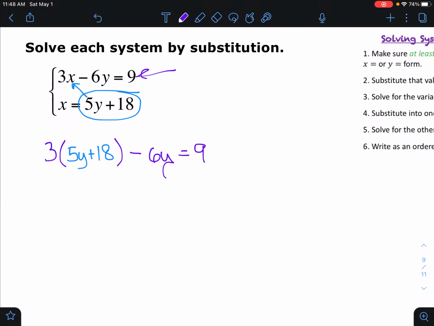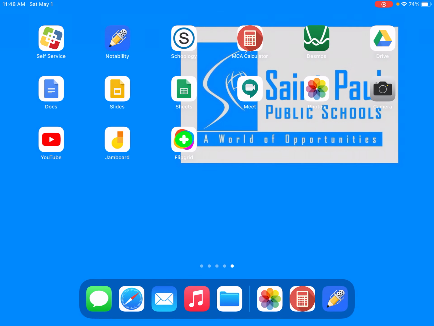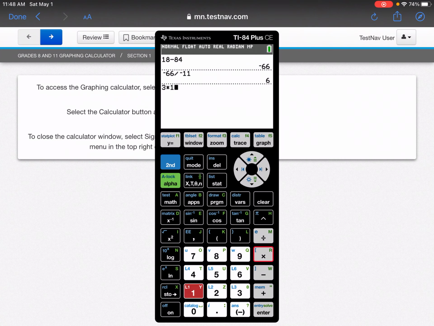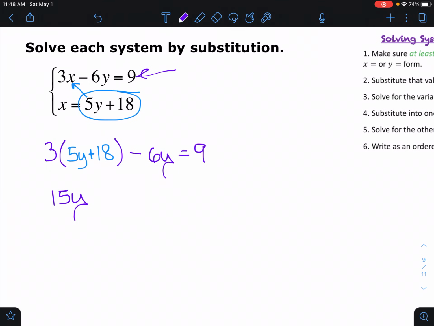Okay, and now we're going to simplify that. So I'm going to do some distribution. Okay, so 3 times 5y is 15y. 3 times 18, so if you're not sure, take out your calculator. You go, all right, what's 3 times 18? We get 54. Okay, so plus 54 minus 6y equals 9.